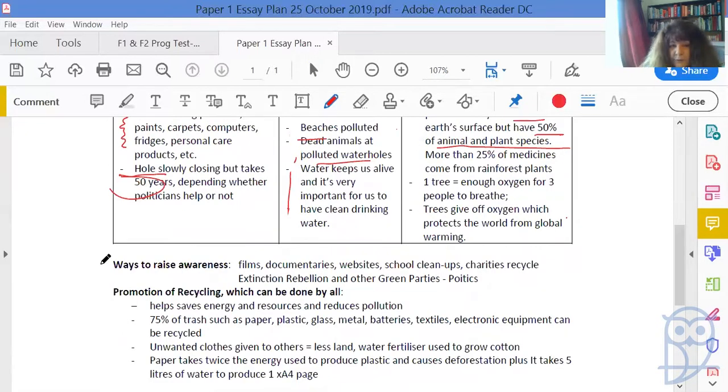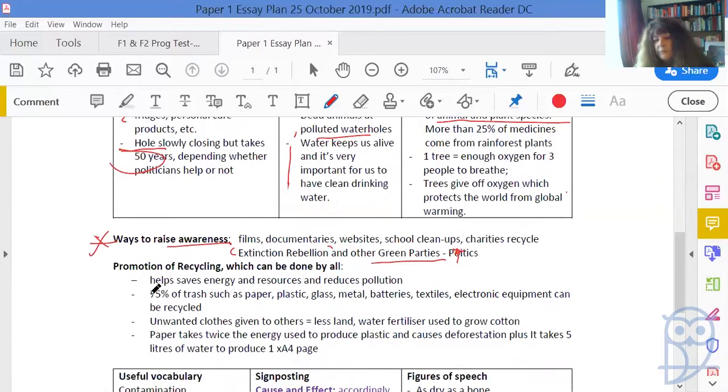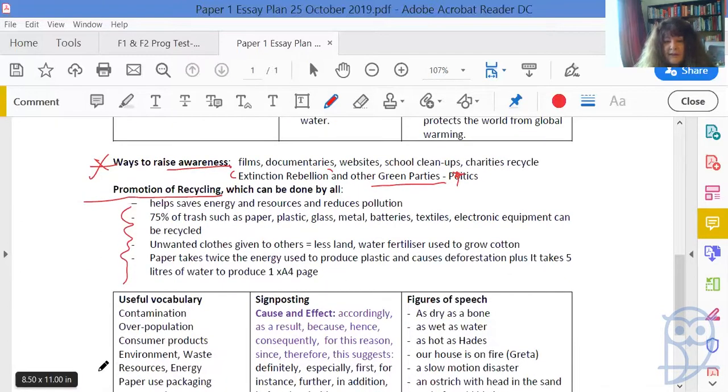Right, another part was ways to raise awareness, looking at films, documentaries, websites, school cleanups, recycling charities, groups like Extinction Rebellion that we've heard a lot about recently in the press, the other green parties. Again, it's all to do with politics. One final thing, sorry, we're about to run out of time: promotion of recycling. So you could write something about all that, promotion of recycling.